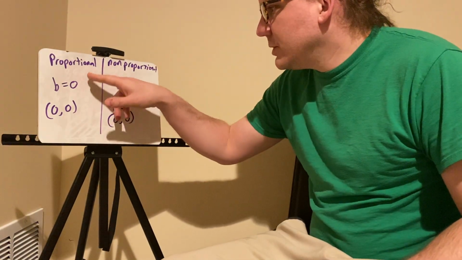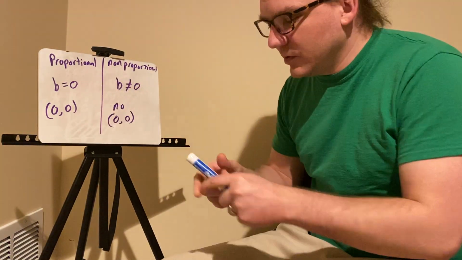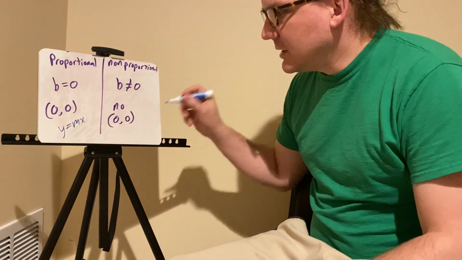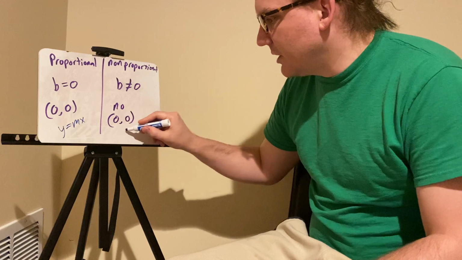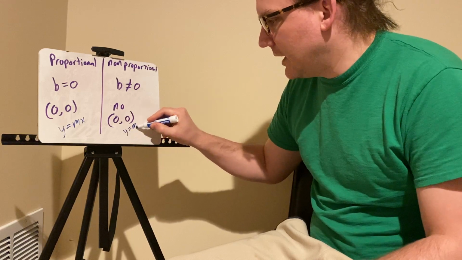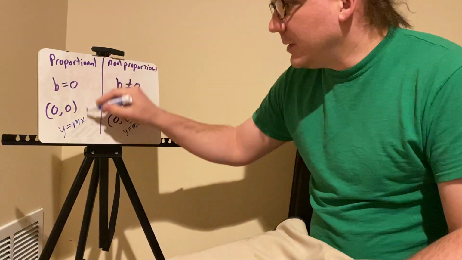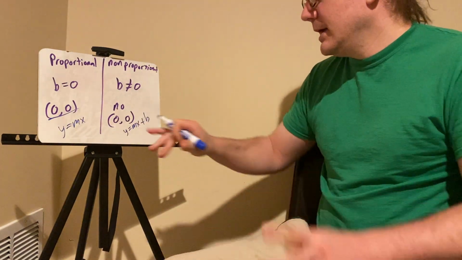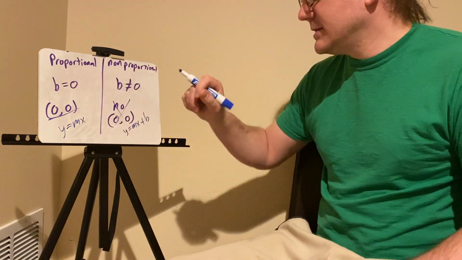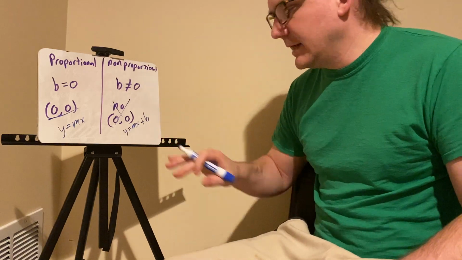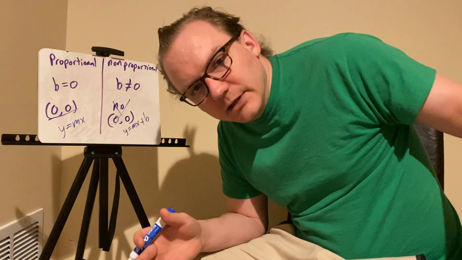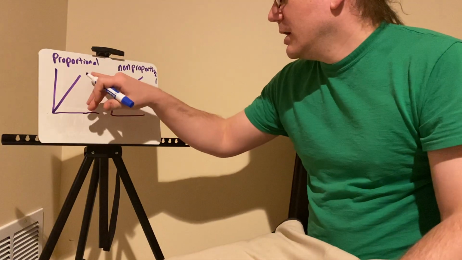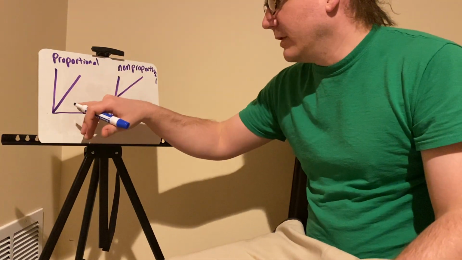And proportional is when your b value in y equals mx plus b is going to equal 0. So this is just y equals mx versus y equals mx plus b. B is 0, and it goes through the origin (0, 0). That's it. If there's no origin and b does not equal 0, meaning you're adding something there or subtracting, then you're non-proportional.